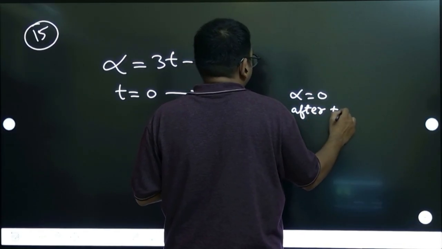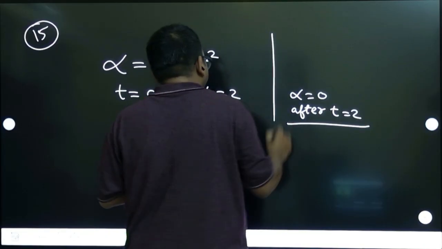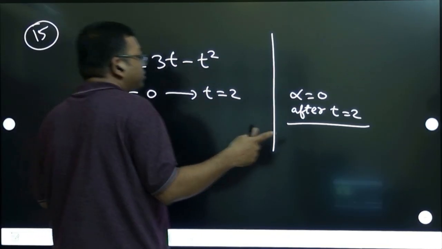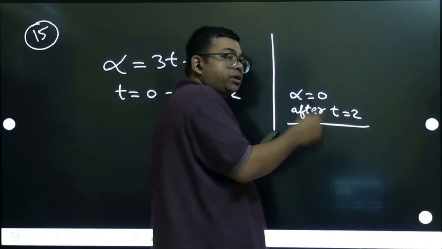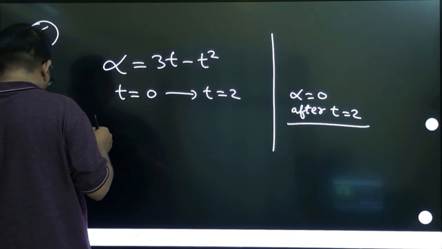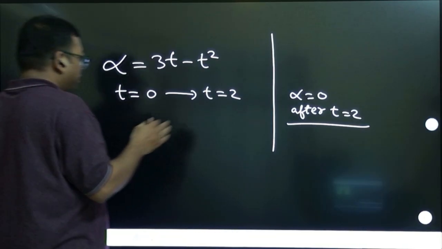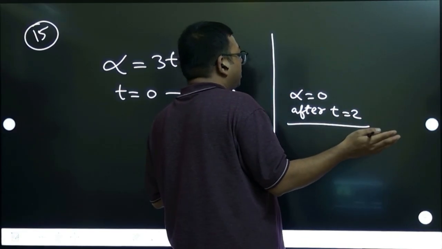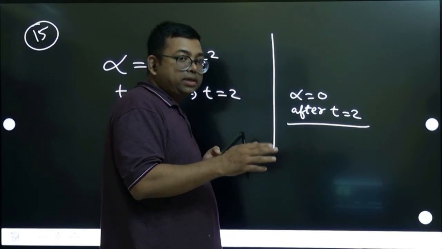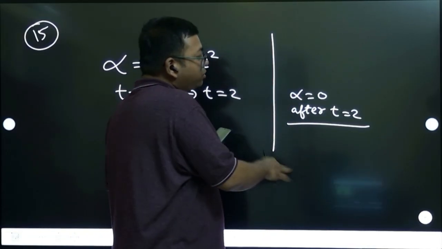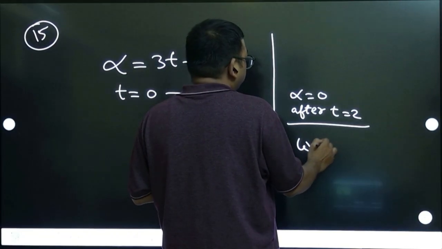That means before 2 seconds, 0 to 2 seconds, alpha is changing with time. After that, alpha becomes 0, which means it is going to be uniform circular motion after that. Right? During the first 2 seconds, the angular velocity after 6 seconds will be... See, they are asking angular velocity after 6 seconds. Why? After 2 seconds itself, omega becomes constant. Try to understand that. Because after 2 seconds itself, there is no acceleration.